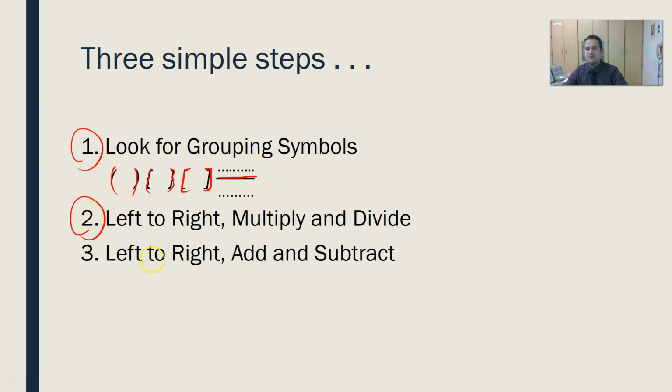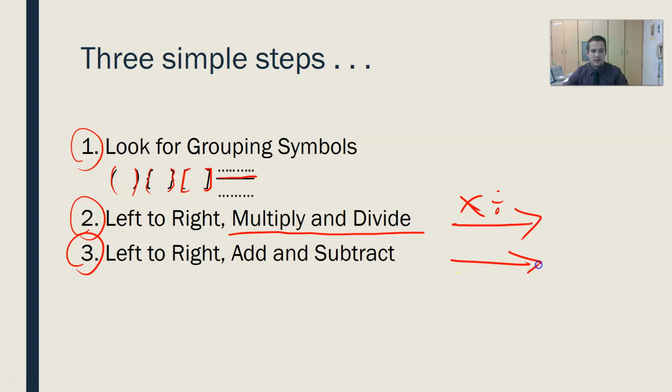Second, moving from left to right, is that left to right on the screen? That's my left to right. Moving from left to right, I'm going to do all my multiplication and division. And then after I do multiplying and dividing, I'm going to move left to right, adding and subtracting. So I take care of all my grouping symbols, do multiplication and division from left to right, and then addition and subtraction from left to right. Okay, that's the order of operations.